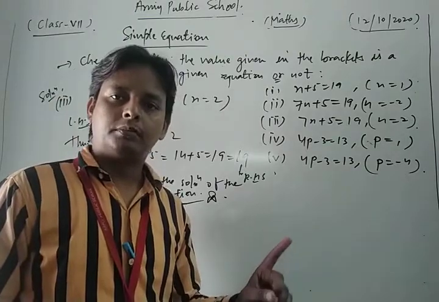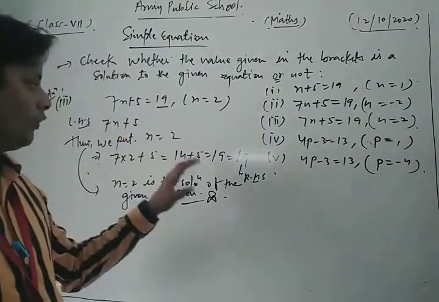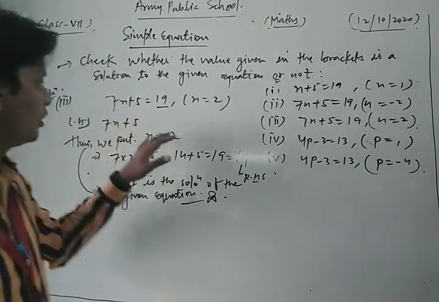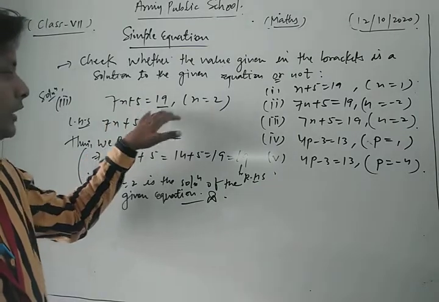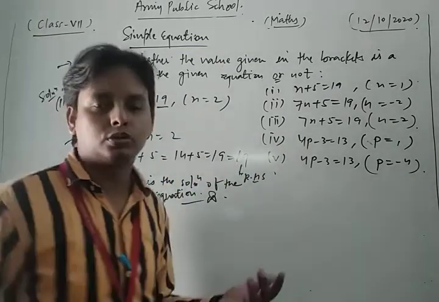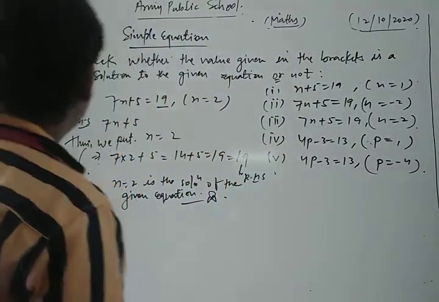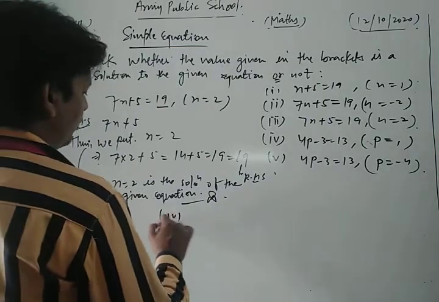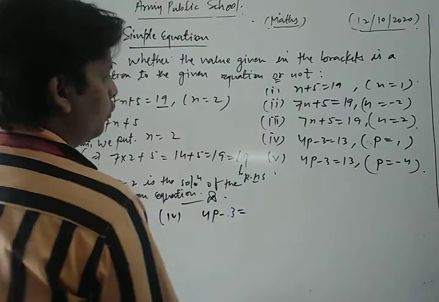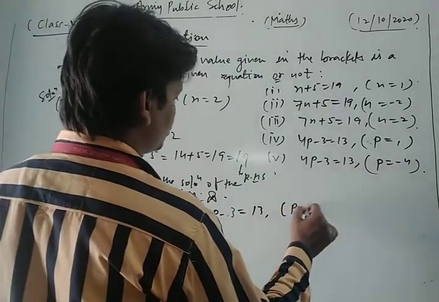It is a solution of the given equation because the value 2 satisfies the equation. When we put n = 2 in the left hand side, we get the right hand side, that is RHS. So we can say that n = 2 is the solution of the given equation. Similarly, we solve the fourth part of this question, which is 4p - 3 = 13, where p = 1.